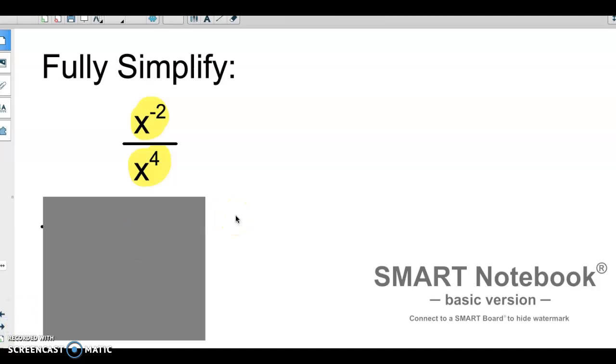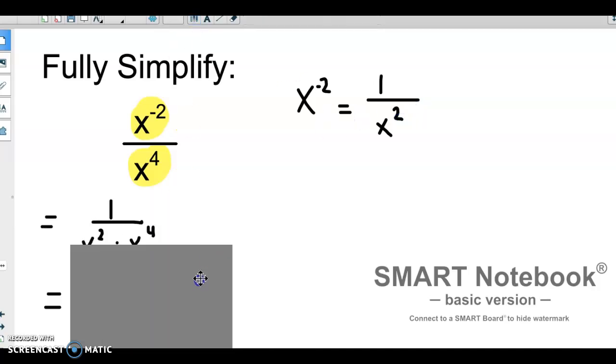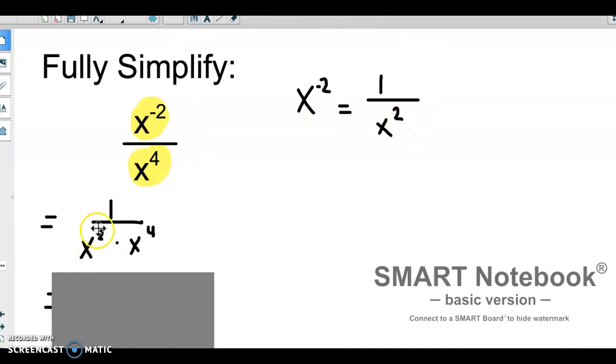All right, another one. Fully simplify x to the negative 2nd divided by x to the 4th. So remember, x to the negative 2nd, we can rewrite that as 1 over x squared. So when we do that, 1 over x squared, bring the x squared to the denominator times x to the 4th. That's already down there.